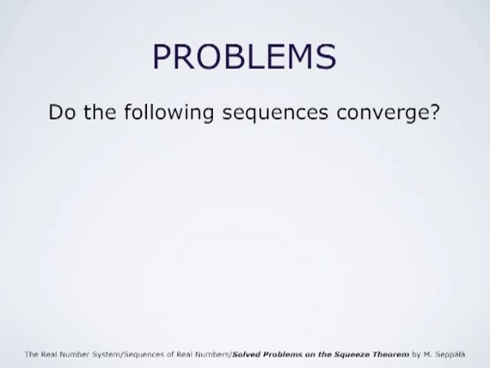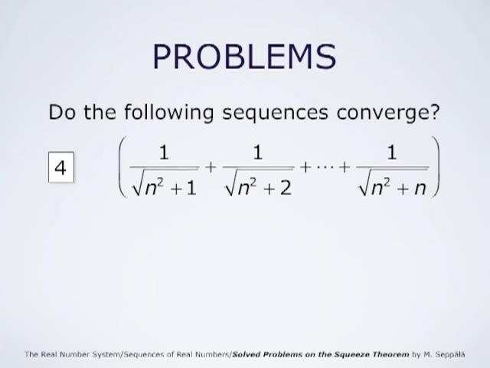Problems 4 and 5 are slightly more complicated. In problem 4, we consider the sequence formed by the numbers 1 over square root of n squared plus 1, plus 1 over square root of n squared plus 2, plus and so forth, plus 1 over square root of n squared plus n. So the nth term of this sequence is a sum, which itself contains n terms, which are of this form: 1 over square root of n squared plus k, k from 1 to n.